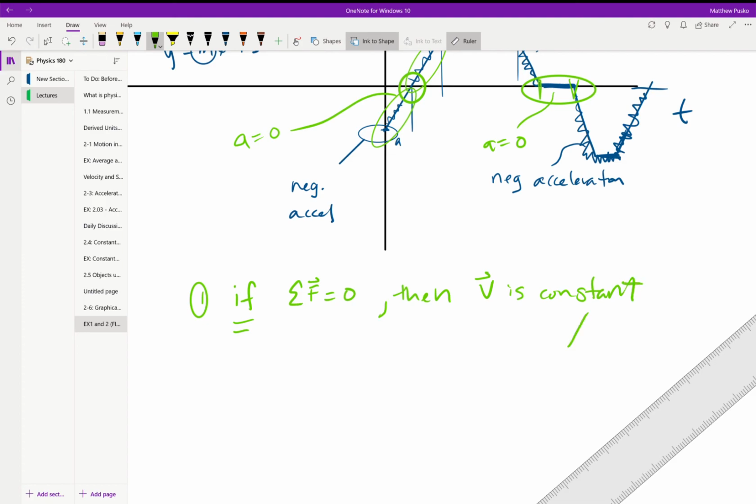So constant means 0 or any number, just not a function of time. It's not changing at all.